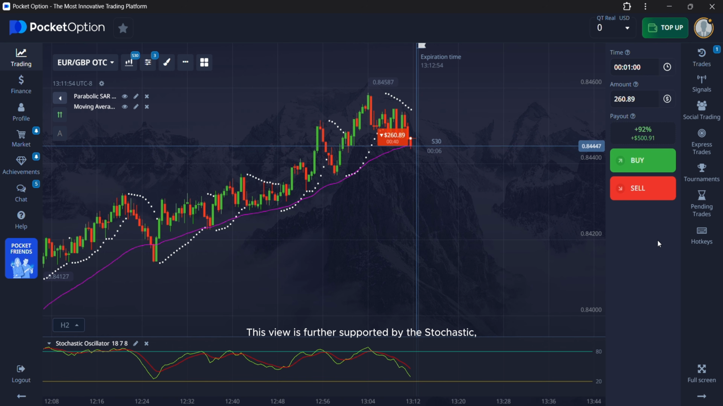This view is further supported by the Stochastic, which has exited the overbought zone and is confidently heading downward, with the red line on top, confirming a bearish impulse. A put trade has been opened with confirmation from the resistance level, the SAR, and the Stochastic.